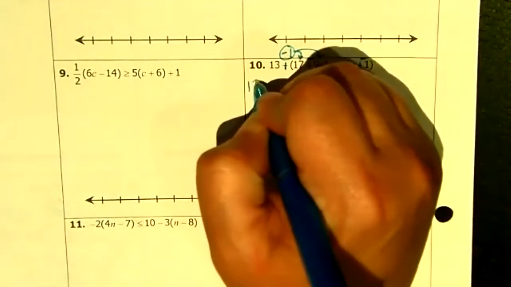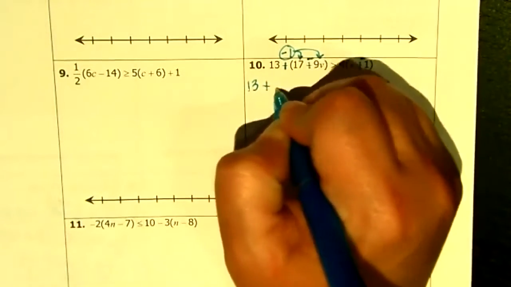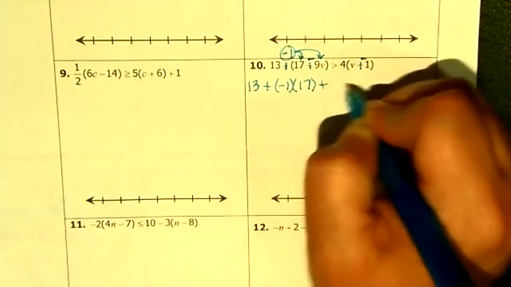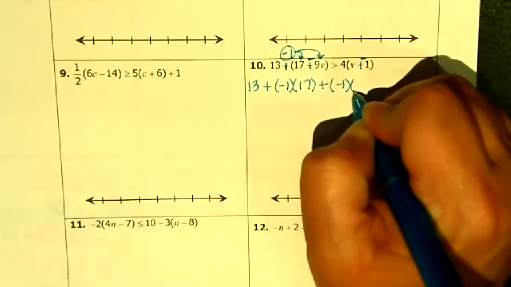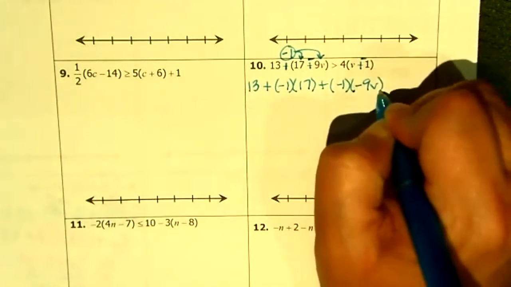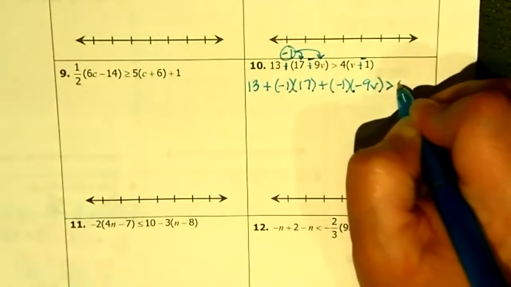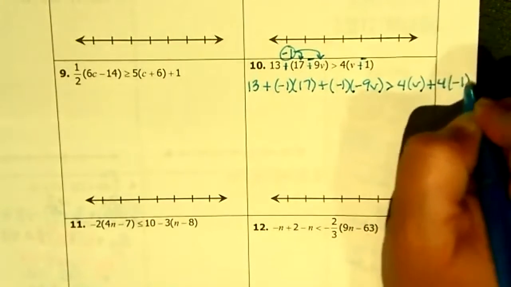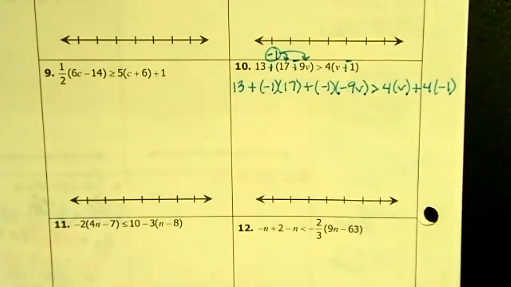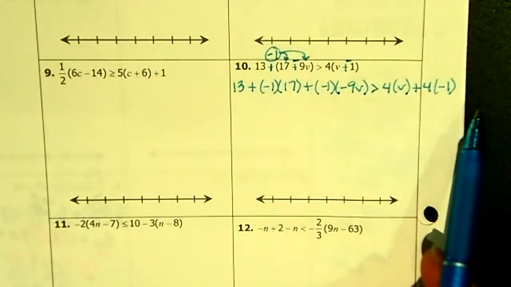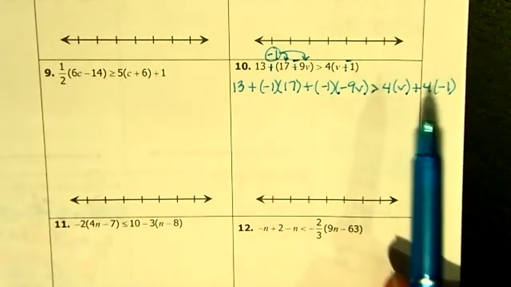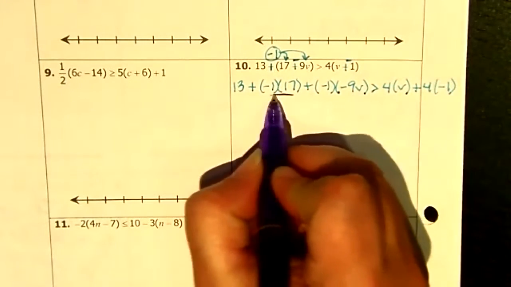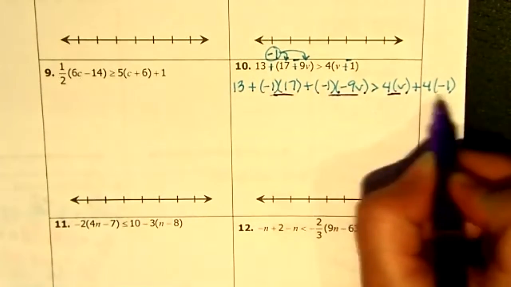So we have 13 plus negative 1 times 17 plus negative 1 times negative 9v is greater than 4 times v plus 4 times negative 1. Some of us may not need this step written out, but if you make integer errors, write this step out because it will help you tremendously. Now we're going to do this multiplication of each one of these.